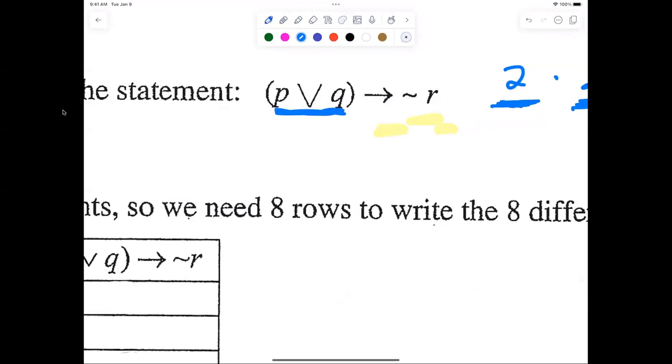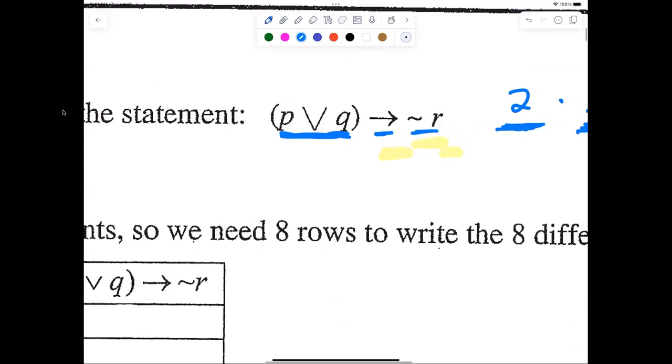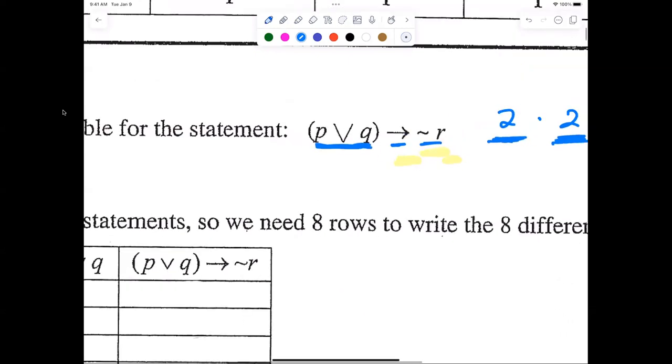P or Q. P or Q. And this says, then, right. If P or Q is true, then what? Not R. That's what that's saying. All right. That's the statement there. And if we had the statements for P or Q, it might help, but do the statements really matter?